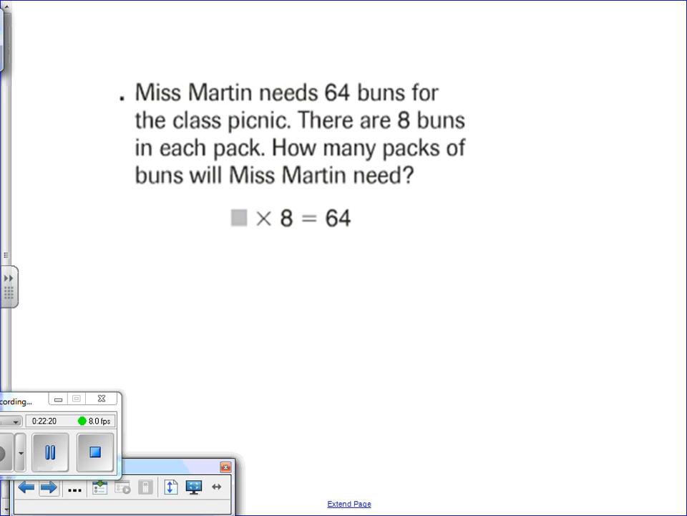Miss Martin needs 64 buns for the class picnic. There are 8 buns in each pack. How many buns will Miss Martin need? We have a missing factor. We just went over this one before, so this should come pretty quickly. Brianna? 8 times 8 is 64. 8 goes in the missing spot.